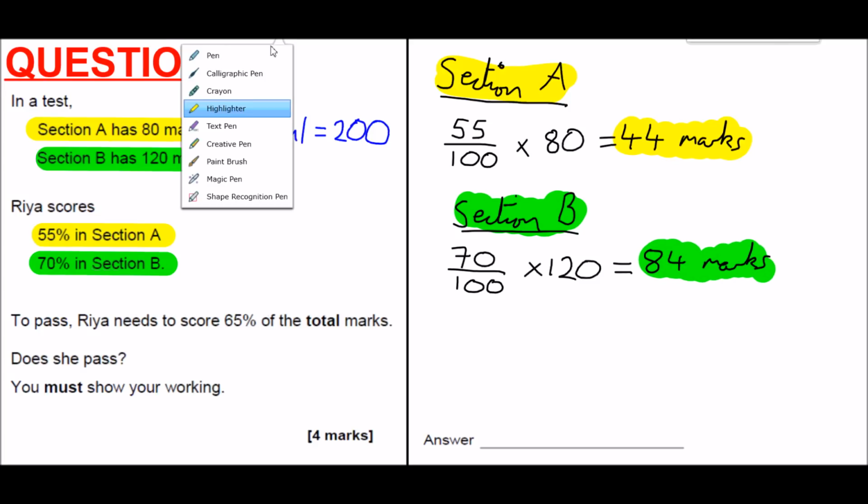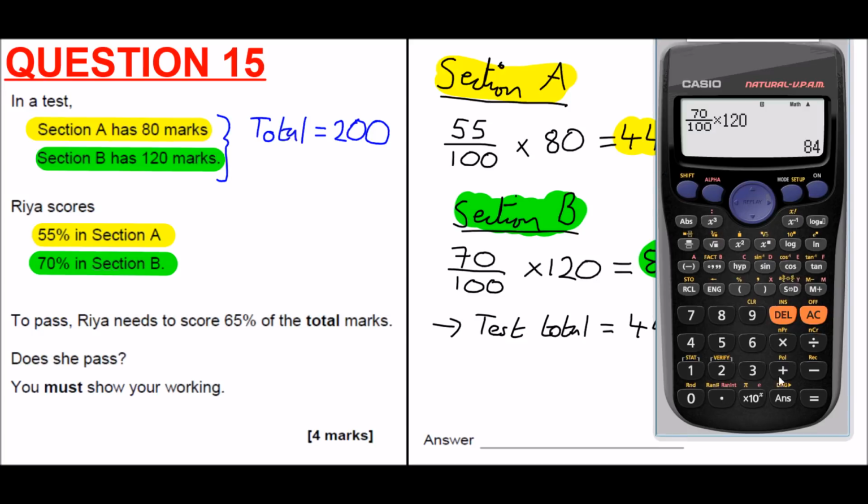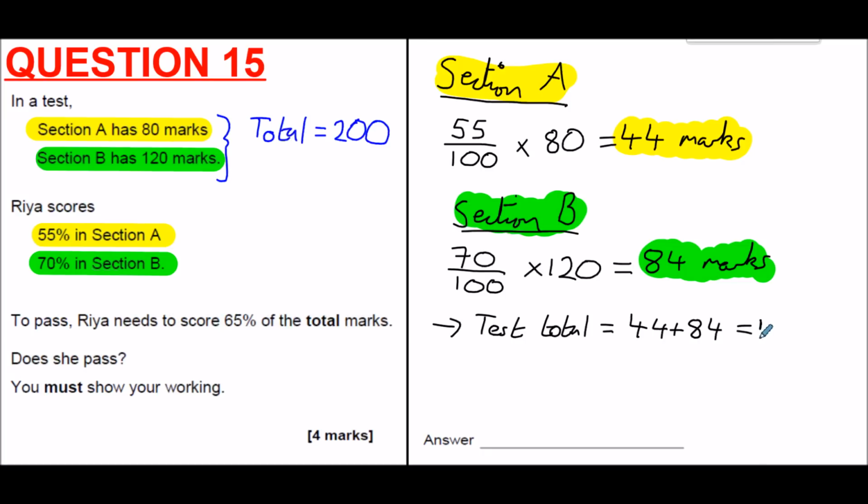So from that we can work out her total on the paper. So Riya's test total equals 44 plus 84, which tells us the total. So add on the two scores, that tells us she gets a total score of 128 marks.